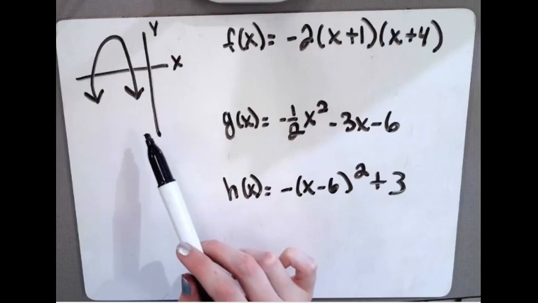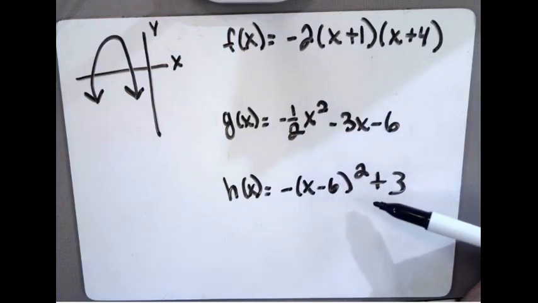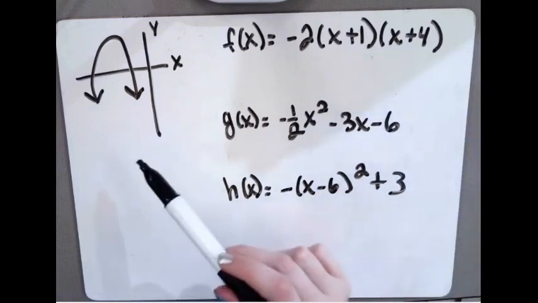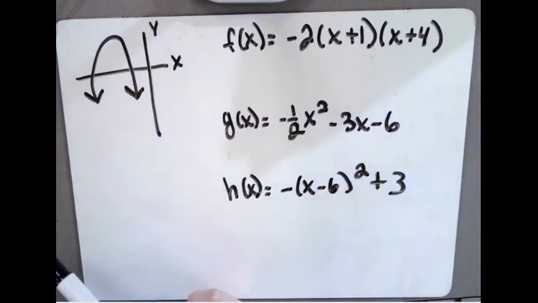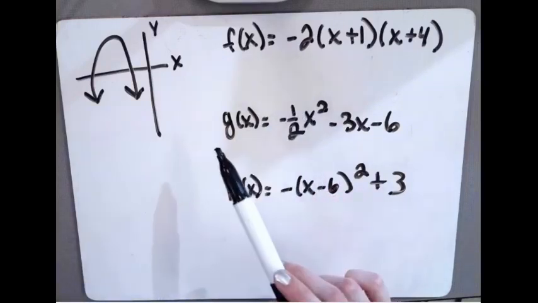So here we have a graph of a quadratic function, and we have 3 equations, one written in factored form, general form, and vertex form. So let's use what we know about the key features in each form to decide if these equations could go with that graph, if they could model that function. So let's start by looking at our factored form equation.